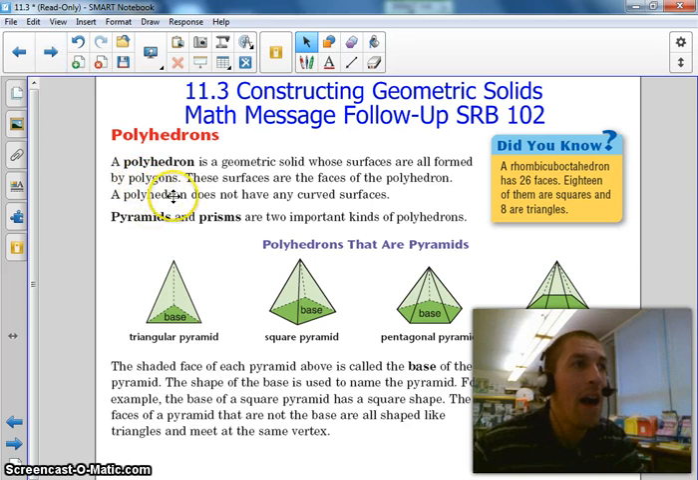Okay, here are some different polyhedrons, and that's one thing that we're going to work on today. A polyhedron is a geometric solid whose surface is formed of polygons. These surfaces are the faces of the polyhedron. Pyramids and prisms are two very important types of polyhedrons. For example, a triangular pyramid has nothing but triangles on it. Those are polygons, so therefore it's a polyhedron. All of these would be polyhedrons.